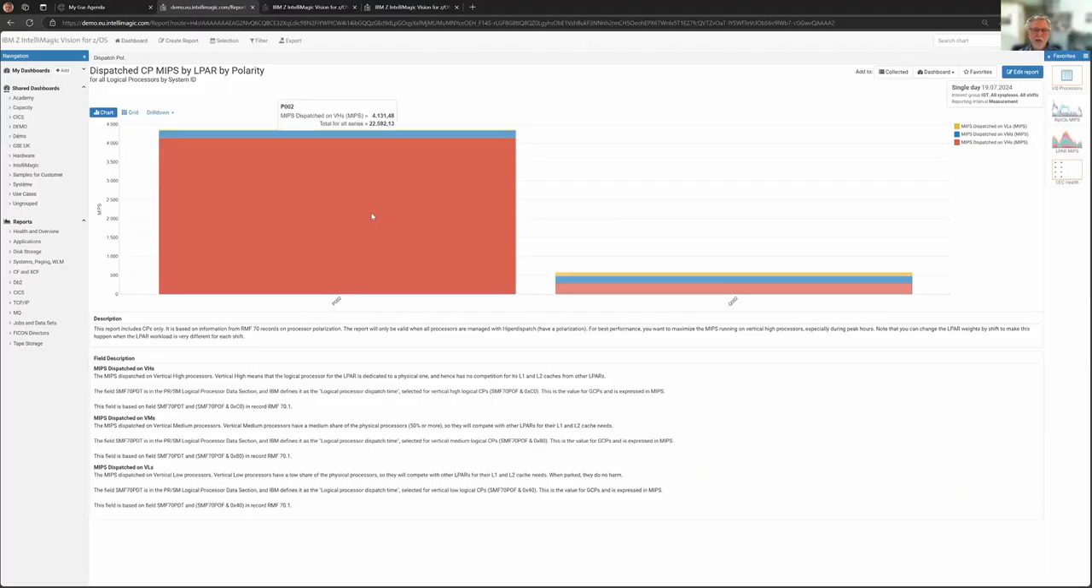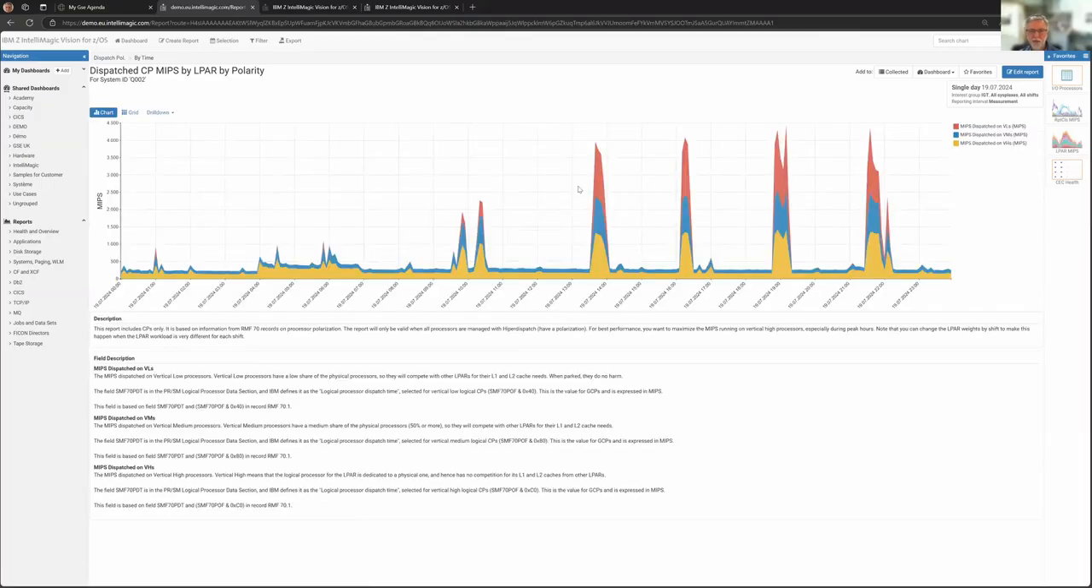The big LPAR on the left, most of the workload is on vertical high processors, which means efficient. Very, very little workload on mediums and lows, which is different to our smaller LPAR. We have a chunk of work running on vertical mediums and actually some on vertical lows, which we'll have a quick look at by time. And here we see those peaks.